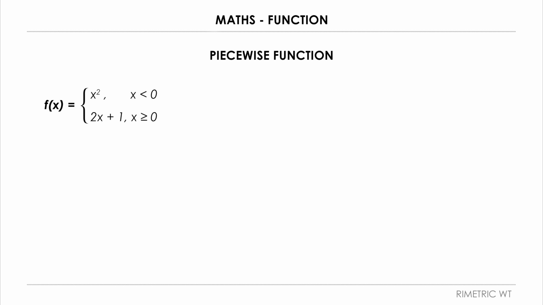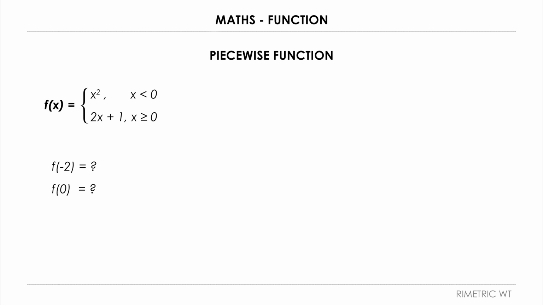Here, this function consists of two pieces. Each piece has two parts, a mathematical expression, such as x squared or 2x plus 1, and the condition that tells us when to use that expression. I encourage you to pause the video now and think about which branch we should use if our input is x equals -2 versus x equals 0. All right, let's walk through that together.